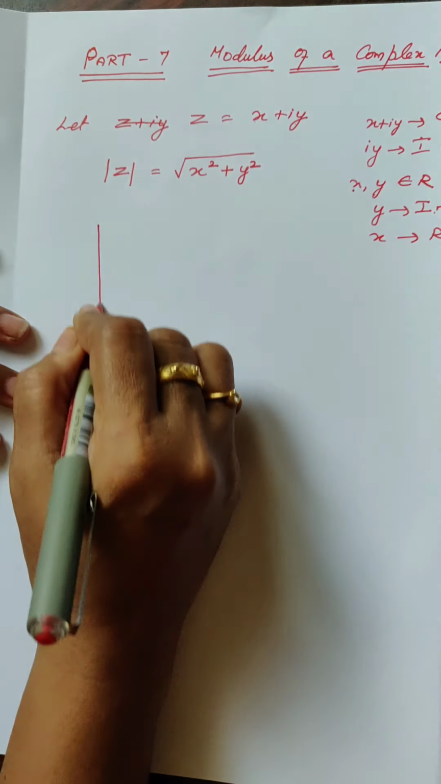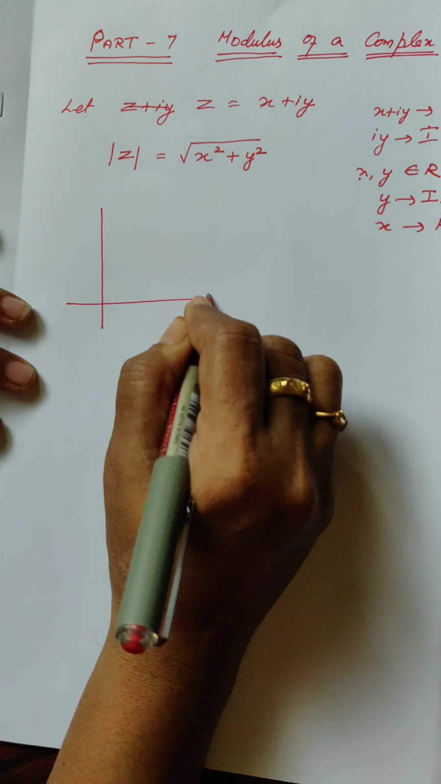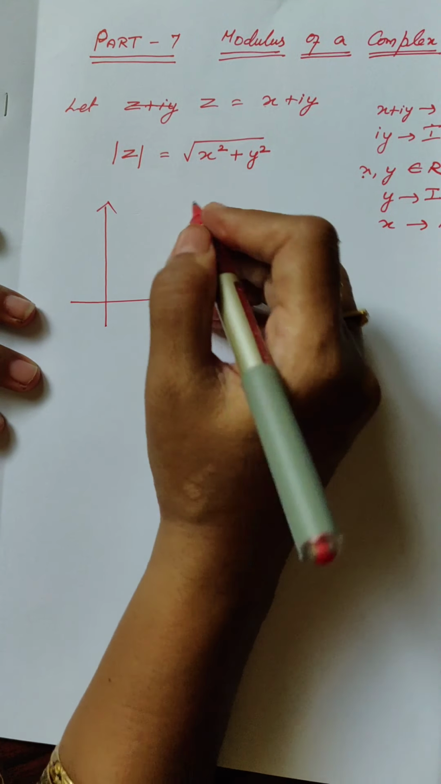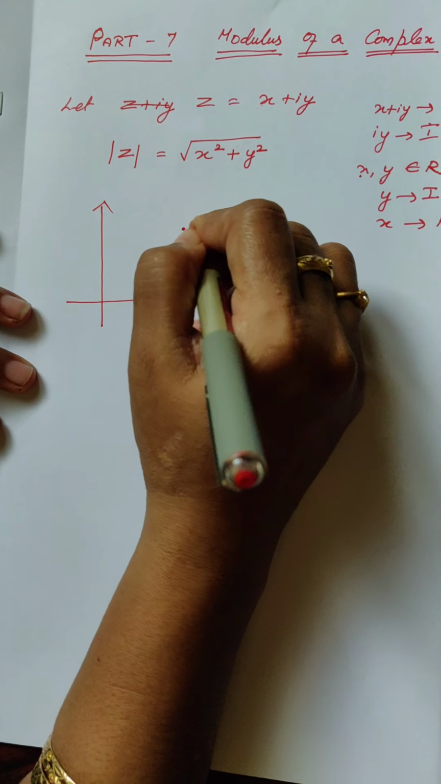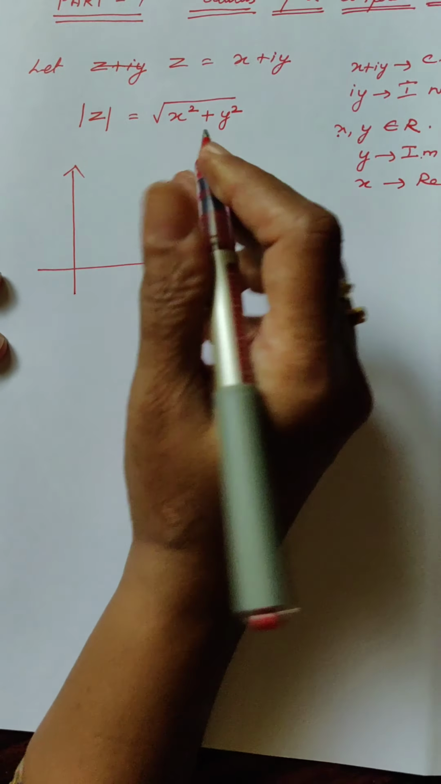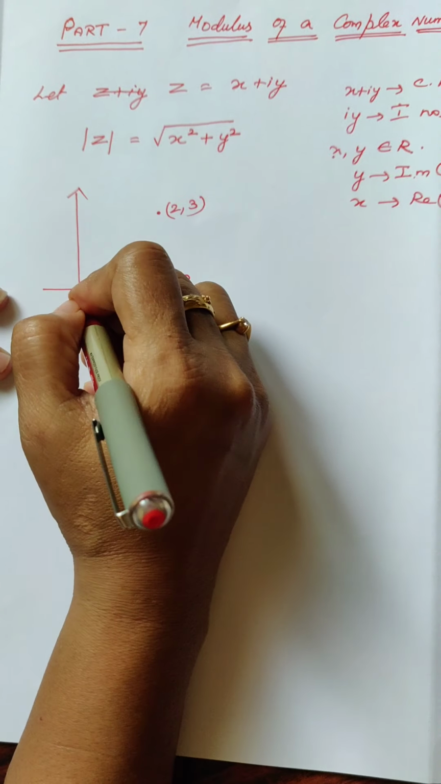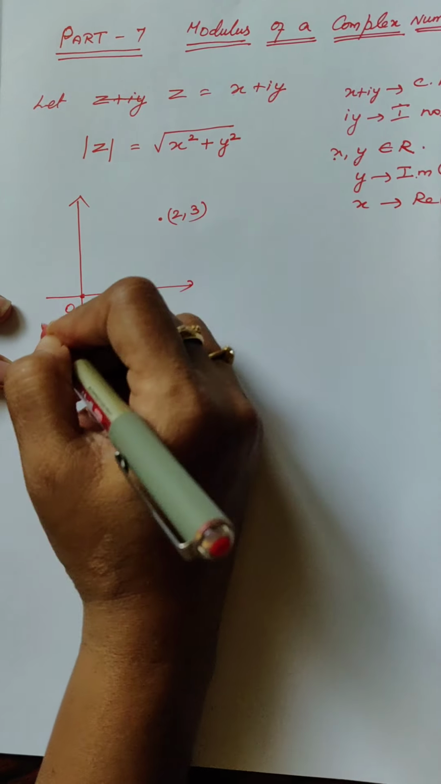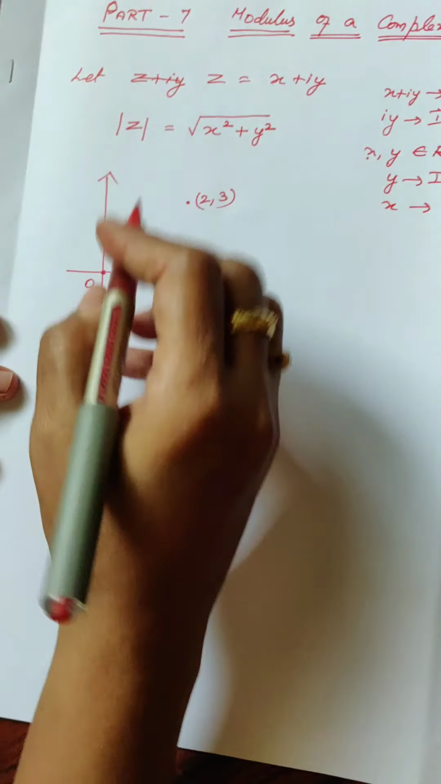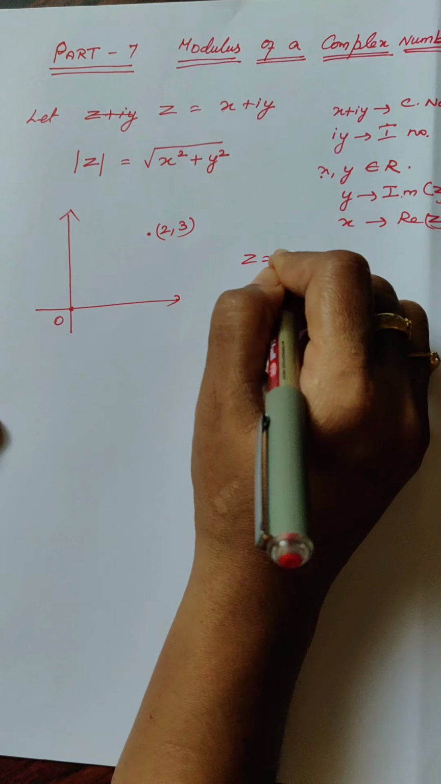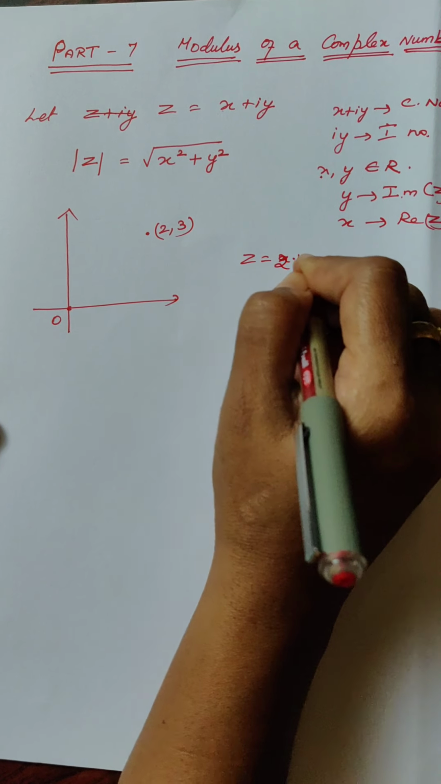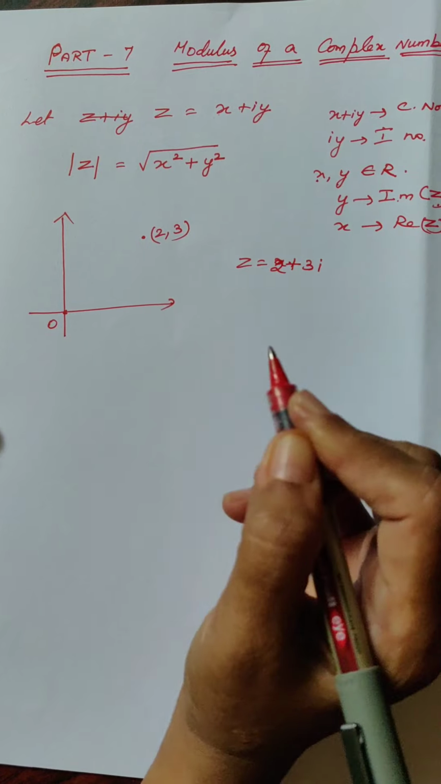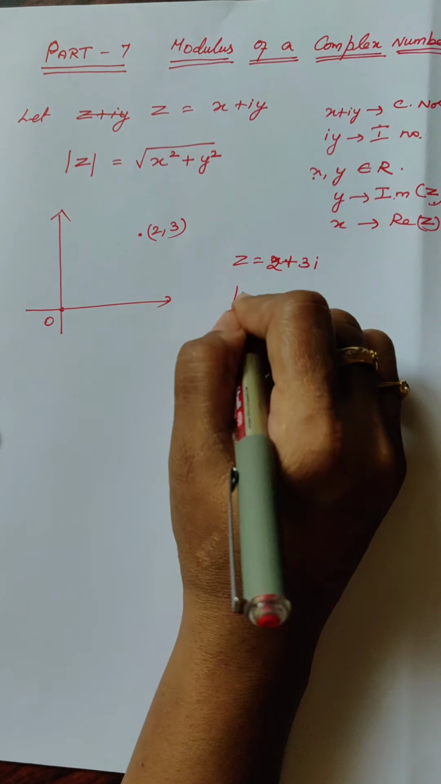Modulus of z is nothing but, just like in the real line, if you have a point 2, 3, what does modulus mean? We are going to find the distance of this point from the origin. Is it clear to all of you? Distance of the point from the origin. So let us take z is equal to 2 plus 3i. Now we are interested in finding the modulus of z.